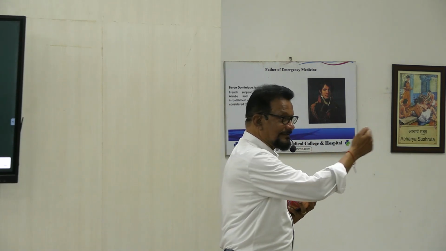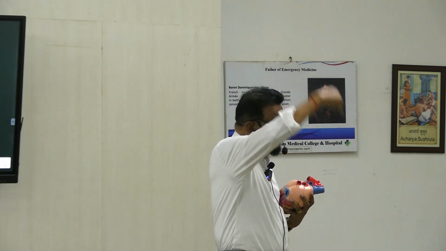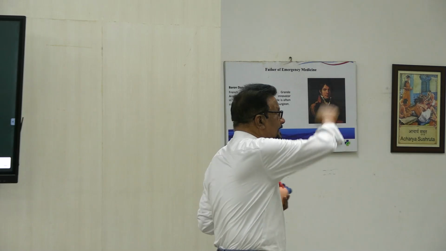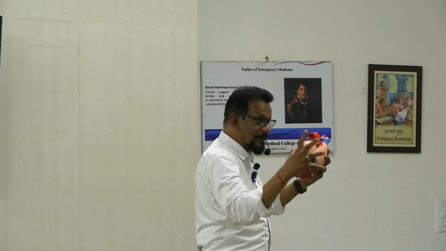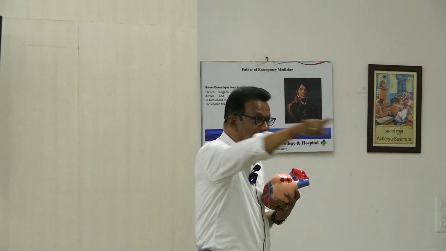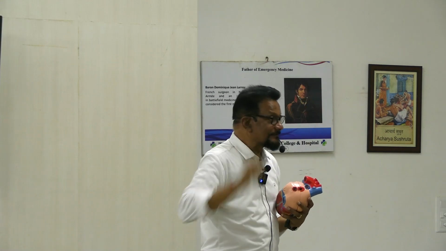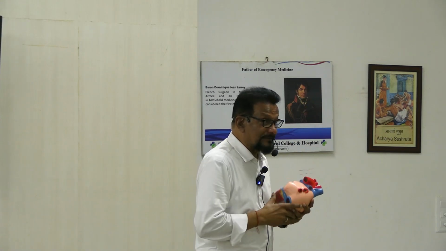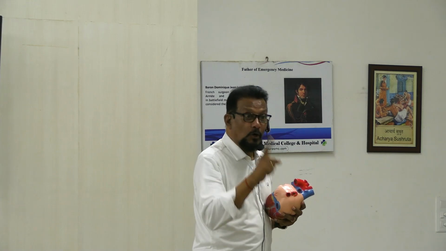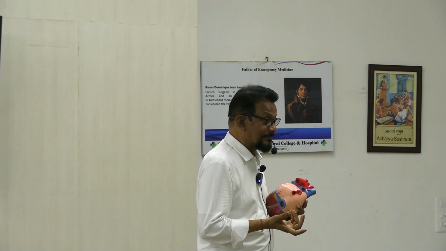Through this wall, some electrical line is passing, and from this electric line, different points are given to the muscles. When this wall has to contract, the impulse has to go to all the muscles. Then only they will contract. If you cut this, they will not contract, because ventricular muscles don't have automaticity. They cannot produce their own impulse.